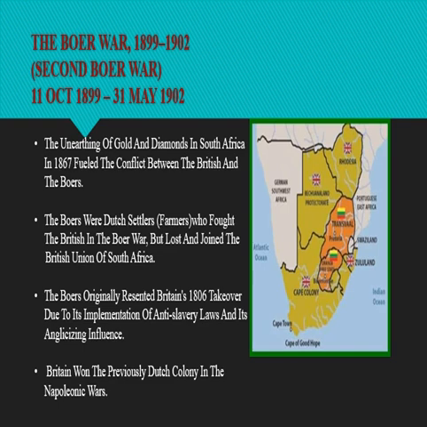Basically, they were farmers who fought the British in the Boer War but lost and joined the British Union of South Africa. The Boers originally resented Britain's 1806 takeover due to its implementation of anti-slavery laws and its Anglicizing influence. Britain won the previously Dutch colony in the Napoleonic Wars.